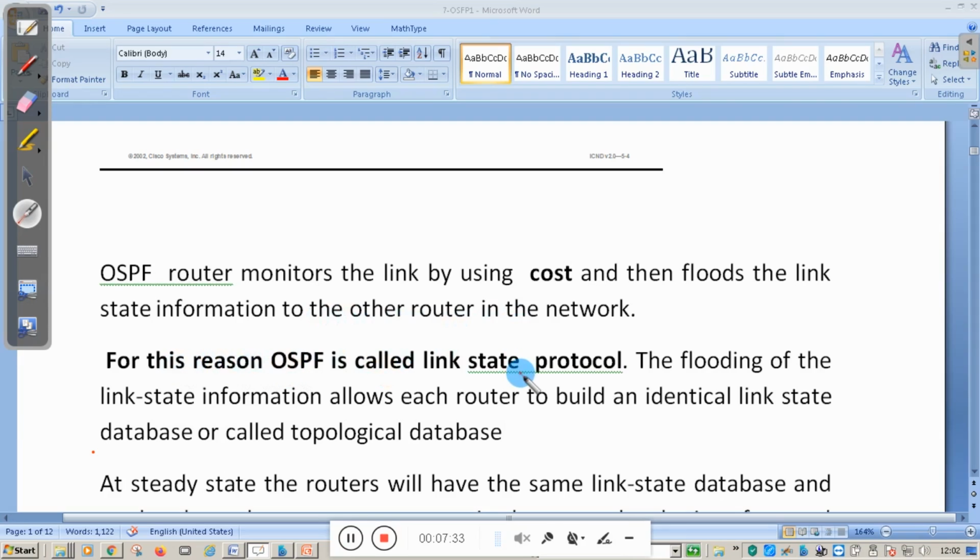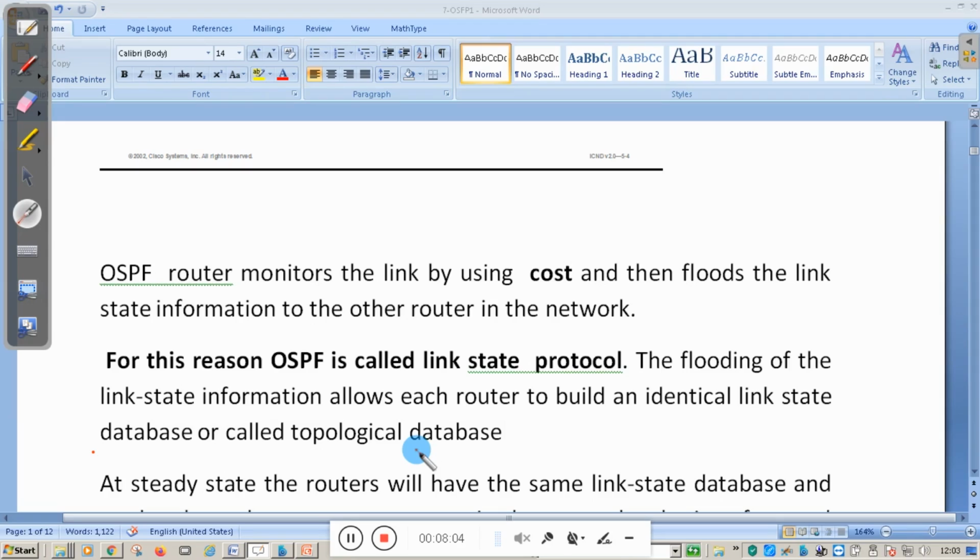Why is it called a link state protocol? It monitors the link by using cost as the metric, and based on that it will determine the best route, and it will flood that link state information to other routers. Flooding of the link state information allows each router to build an identical link state database or topological database.